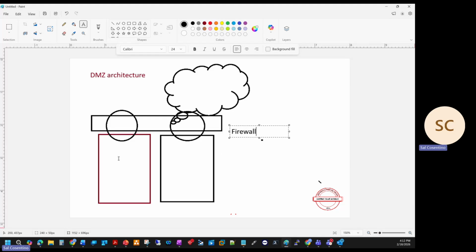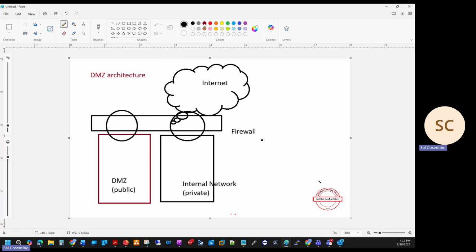And we'll also have our DMZ, right? So this could be our DMZ. And we know that our DMZs are public, right? And then we'll also have our internal private network, right? Our internal network, which is private. And we know that that's private. And then this is our internet, right?